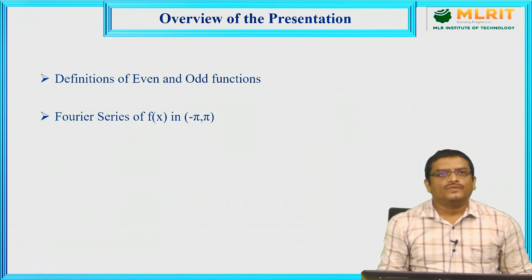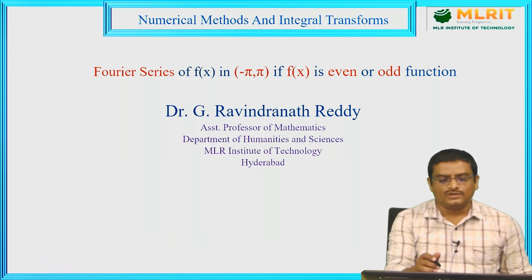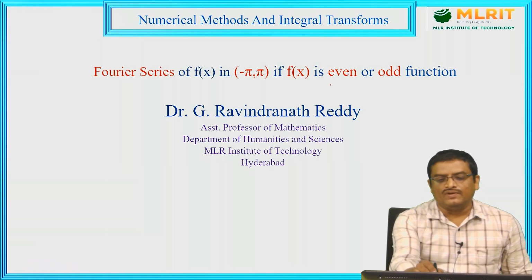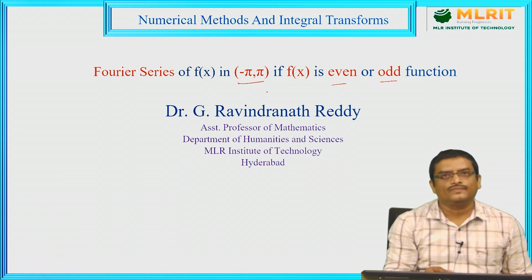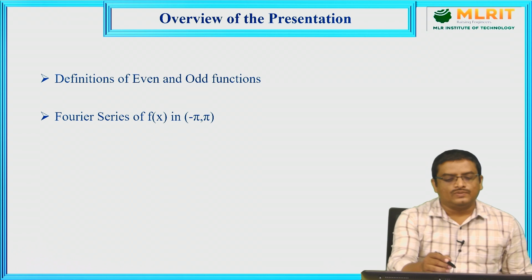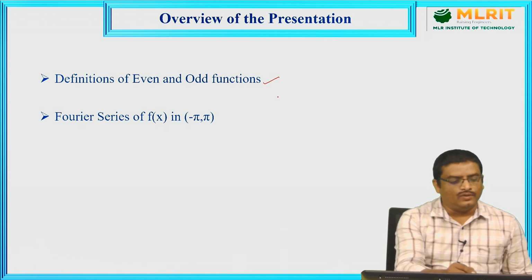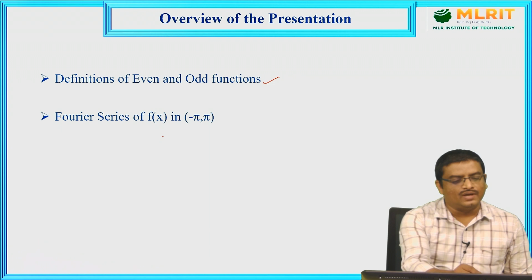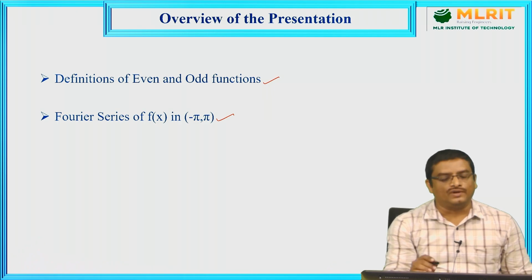So today we are going to discuss how to find the Fourier series of f of x if f of x is an even function or an odd function in the interval minus pi comma pi. We will discuss what is meant by an even function and an odd function, and what formulas we have to find the Fourier series of f of x in the interval minus pi comma pi for even and odd functions.